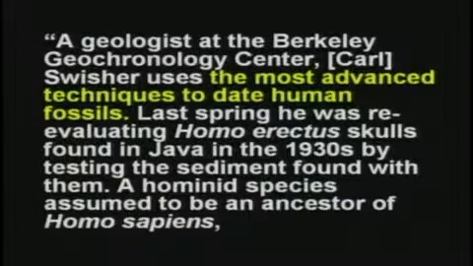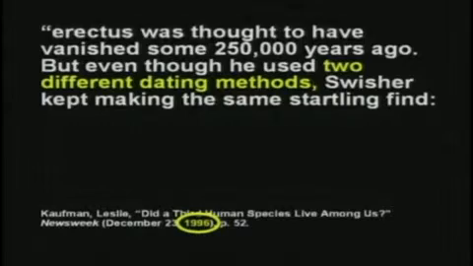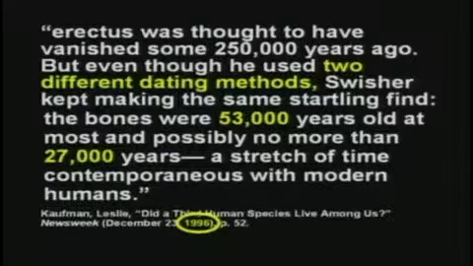1996, Carl Swisher at Berkeley University used the most advanced techniques to date human fossils. Says last spring he was reevaluating Homo erectus skulls found in Java in the 1930s. He was testing the sediment found with them. The species was supposed to be extinct for 250,000 years. Swisher used two different dating methods. He kept making the same startling find. The bones were 53,000 years at most and possibly no more than 27,000.